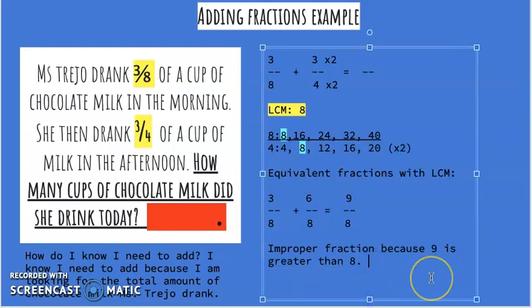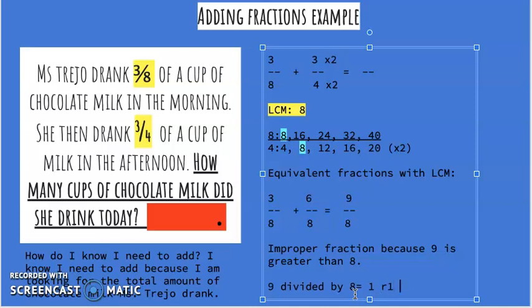So now, how am I going to transform this improper fraction or simplify this? Well, I have to divide 9 divided by 8. Well, I know that I can only take 8 pieces one time out of 9. So 9 divided by 8 gives me 1. And if I was to subtract 9 minus 8, that gives me 1.